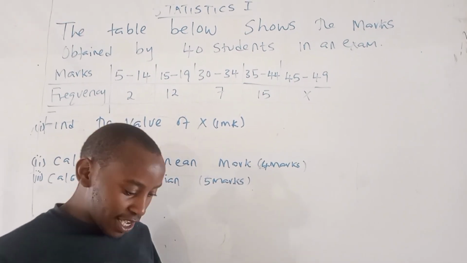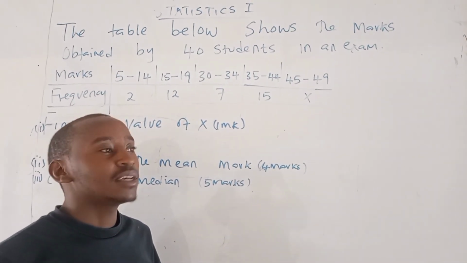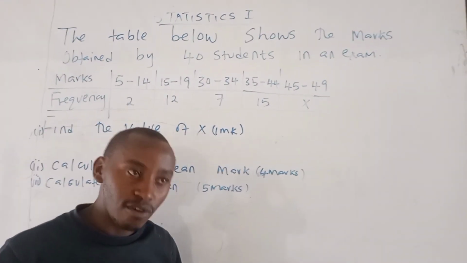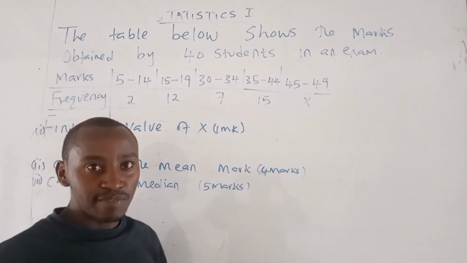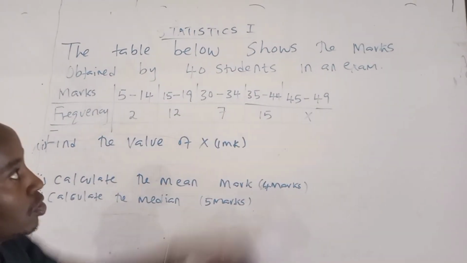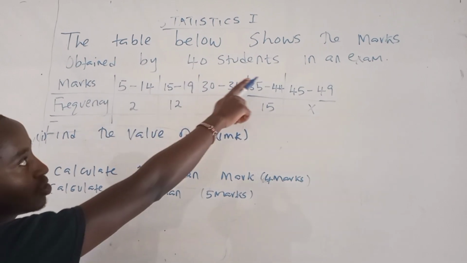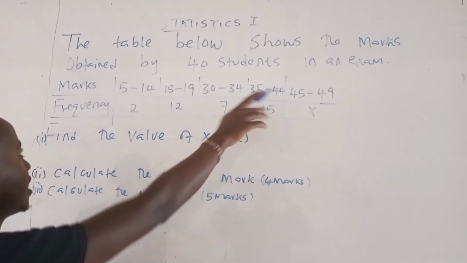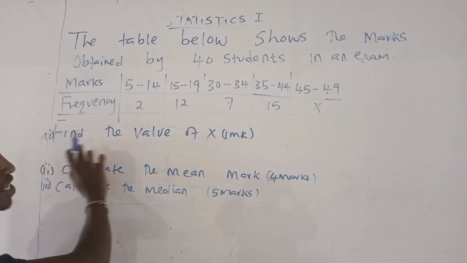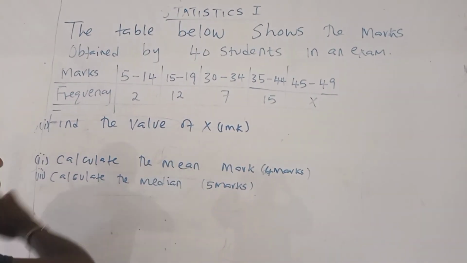Hello and welcome to our lesson today. Today we look at statistics 1. It's a topic in form 2, tested in paper 2. So our question is, the table below shows the marks obtained by 40 students in an exam. We have the table. Then the first question we have, find the value of x.